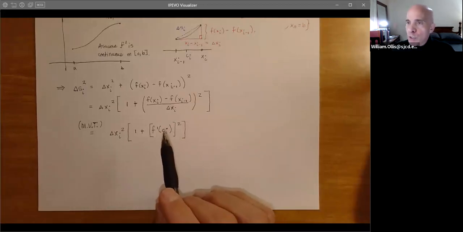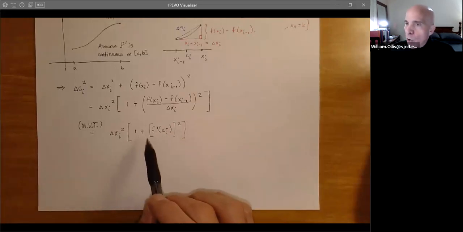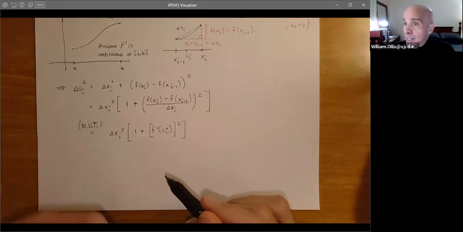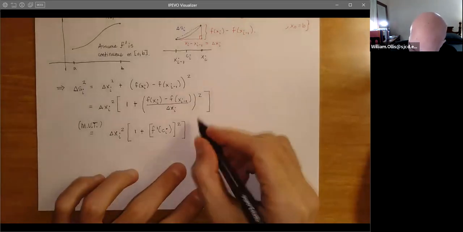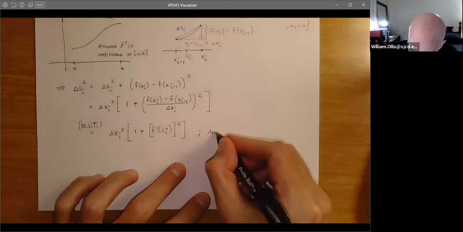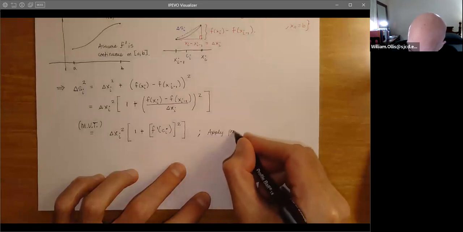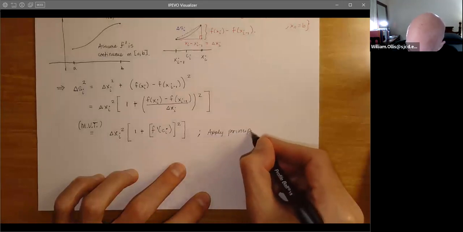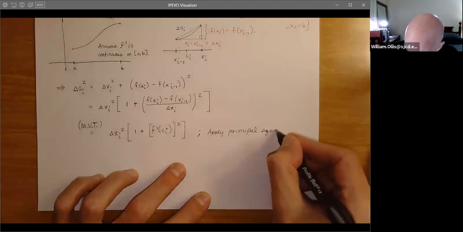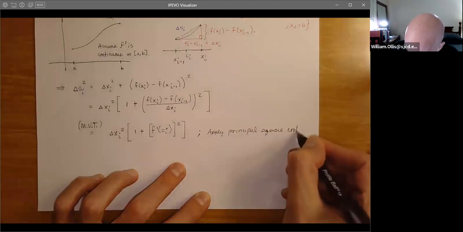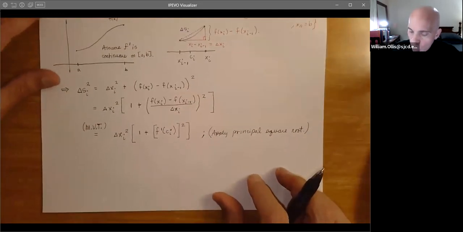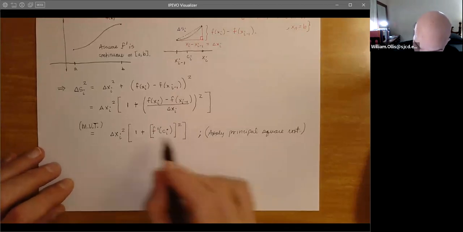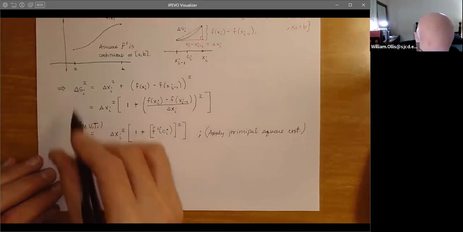It looks like we're almost to the finish line, but we don't need the square of the length. We need the square root. So now what we can do is apply the principal square root. I mean, we don't need the square of the length. We just want the actual length. So when we do that, we can take the square root of this.